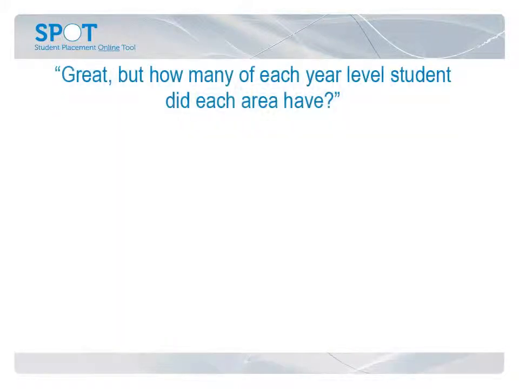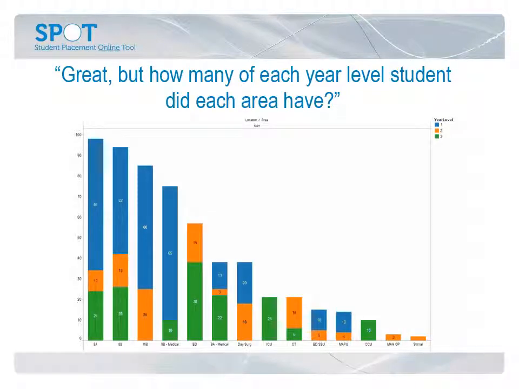Okay, so that's great, but how many of each year level student did each area have? Who's looking after the first year students and who's looking after the third year students? For this question, we can use the same graph, but we can split it into the year levels. So you can see here in 8A, 64 of their 98 shifts were first year students. Only 10 were second year students and 24 were third year students. You might also notice that our ED, our emergency department, didn't have any first year students because of the type of work that they do in that area. So this gives us some idea of the distribution of students.